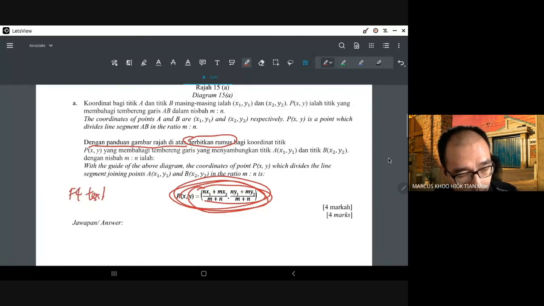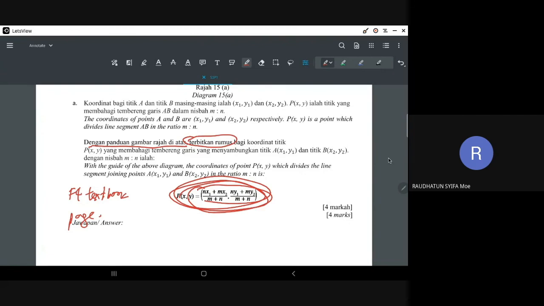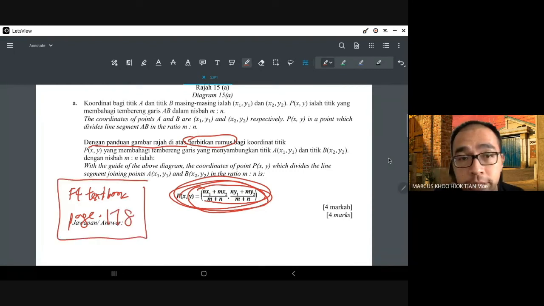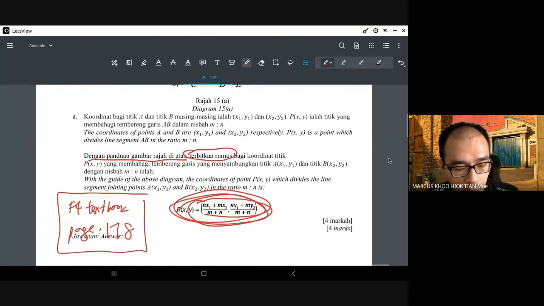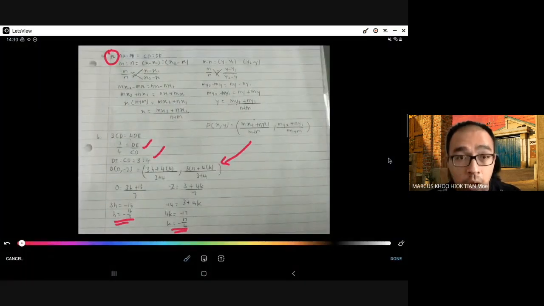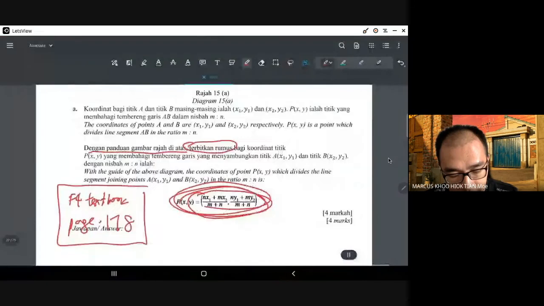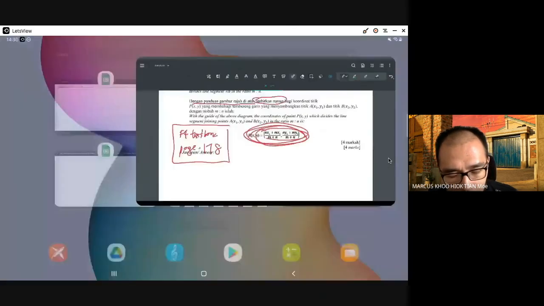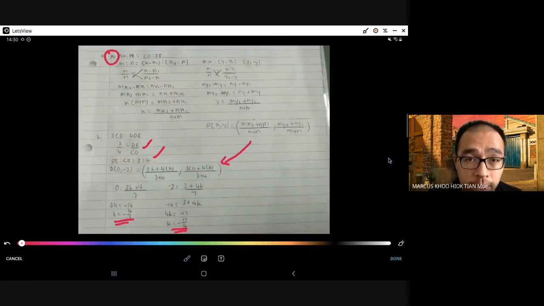What page is it, Eva? Kejap sir. 170 something? 178. Okay, page 178. It is in your Form 4 textbook, but maybe not all of you have the textbook, so I'm going to send you a copy of this. But what Yong is writing is actually all correct. If you take a look at the number of marks, it is a 4-mark terbitan. So we want to know as much as we can about the terbitan.